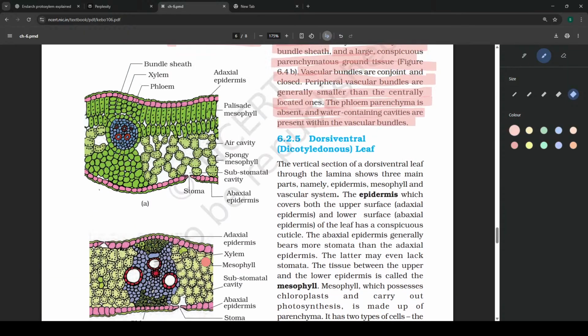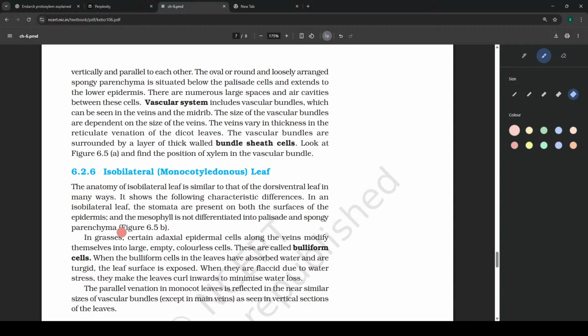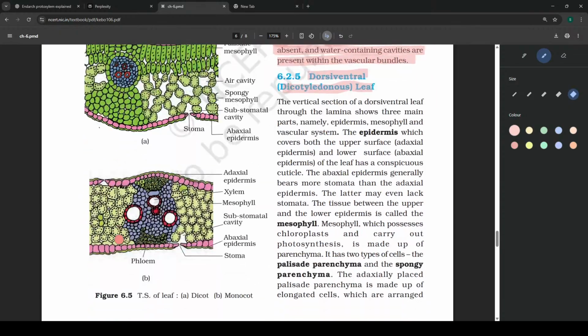The next one is the dorsiventral leaf, basically a dicot leaf. Why is it called a dorsiventral leaf? It's because the two sides of a dicot leaf are different, and the dorsal side is different from the ventral side. That is why it's called a dorsiventral leaf. In the case of a monocot leaf, we call it an isobilateral leaf because both sides of a monocot leaf are the same. That's why the word iso came there. Let's see the dorsiventral leaf first.